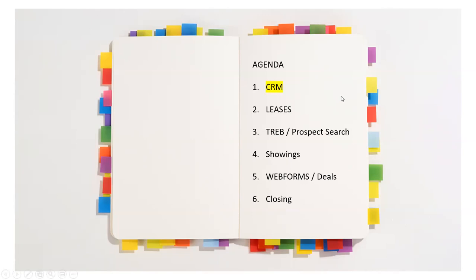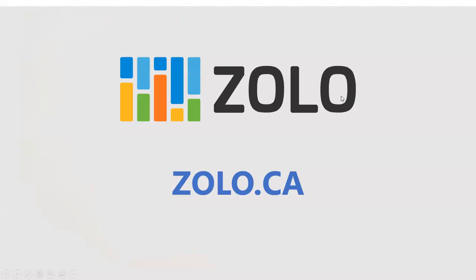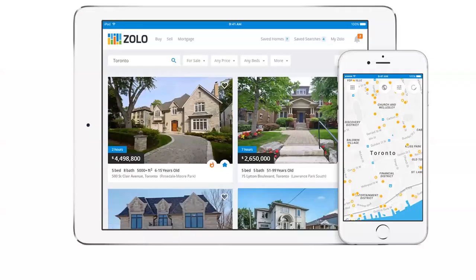So let's get started. All right, so the CRM, first of all, before we talk about that, let me just tell you where the leads are coming from. Of course, they're coming from our Zolo website as well as our app. So make sure that you're familiar with the Zolo website and that you've downloaded the app as well. So go to the App Store if you haven't already done so, and make sure you have the app available on your phone.